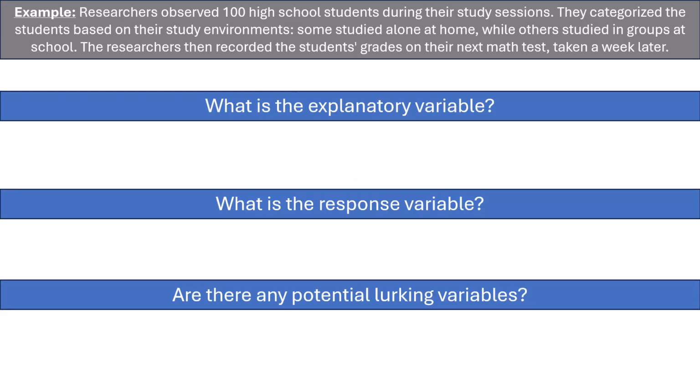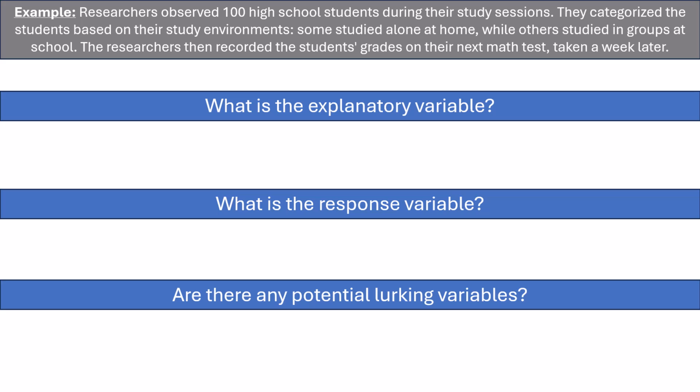Let's take a look at an example. Researchers observed 100 high school students during their study sessions. They categorized the students based on their study environments. Some studied alone at home, while others studied in groups at school. The researchers then recorded the students' grades on their next math test, taken a week later. Go ahead and pause the video and see if you can answer these 3 questions, and I'll be back in just a moment to give you the answers.